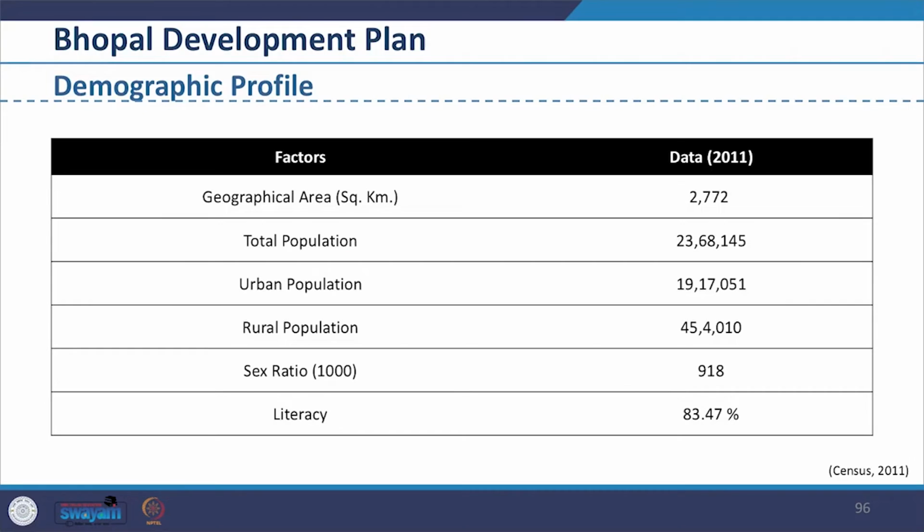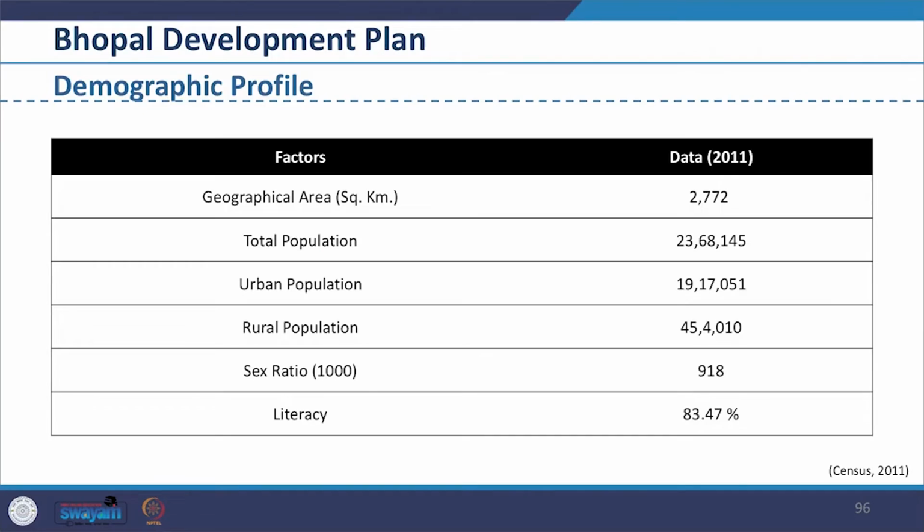Looking at the literacy rate, it is seen that Bhopal has, as per Census 2011, 83.47%, which is less than Indore despite many institutions in the city. You may find a lot of institutions, REC, MANIT Bhopal, and all these institutions are located here, and despite that we have a very low literacy rate.